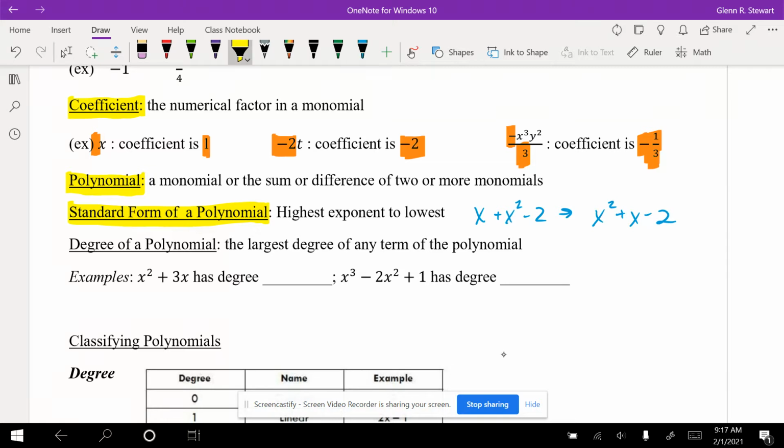Last but not least, we've got the degree of the polynomial. It's the largest degree of any term of the polynomial. Essentially, once you've ordered it in standard form, whatever that highest degree is out front, that is your degree of the polynomial. So for example, we've got x squared plus 3x. It has a degree of 2. And then x cubed minus 2x squared plus 1 has a degree of 3. Sorry.